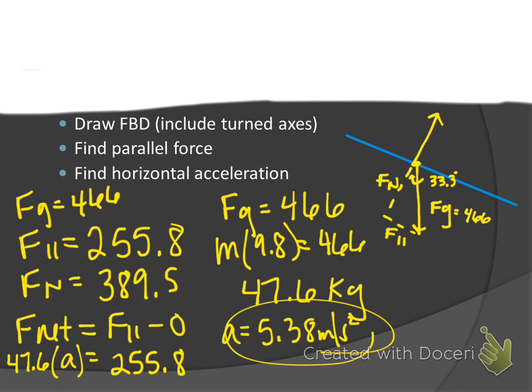Okay, assuming it starts from rest, we can use our second kinematics equation. So final displacement is 8.45 meters. We assume it travels the whole distance of the incline. Okay? Initial displacement 0, initial velocity 0, 1/2 a, times t squared.